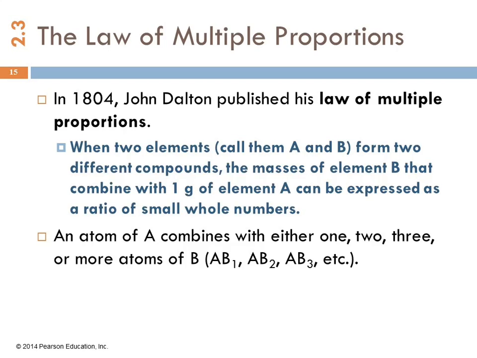And in 1804, here's John Dalton again, he proposed, or published actually, the law of multiple proportions. When 2 elements, we'll just call them A and B for simplicity, when 2 elements form 2 different compounds, the masses of element B that combine with 1 gram of element A can be expressed as a ratio of small whole numbers. So basically what that means is you can have an atom of A combining with 1, 2, 3, 4, 5, 6, some number of atoms of B. So you can get different formulas between the same elements.